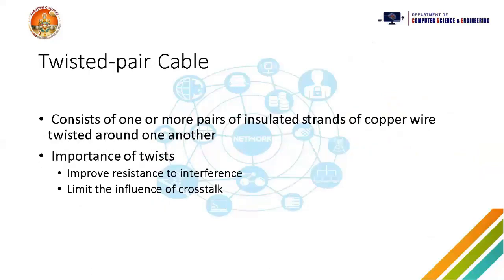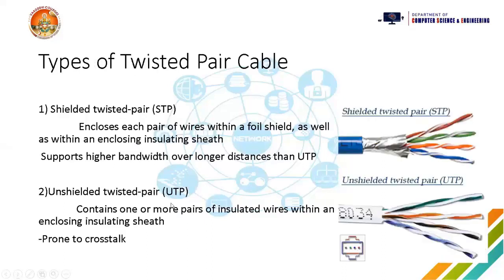Next comes twisted pair cable. As we said, twisted pair cables are cables in which we have multiple individual wires which are twisted one on another. These twists are done in order to improve the resistance to interference and to reduce crosstalk, nothing but a disturbance, the voice disturbance.